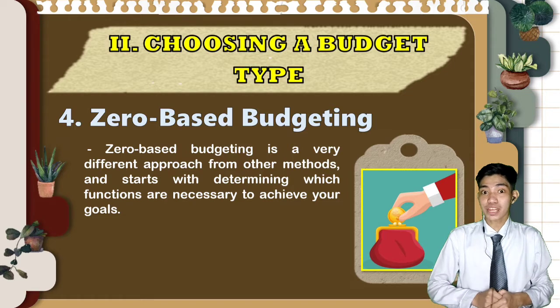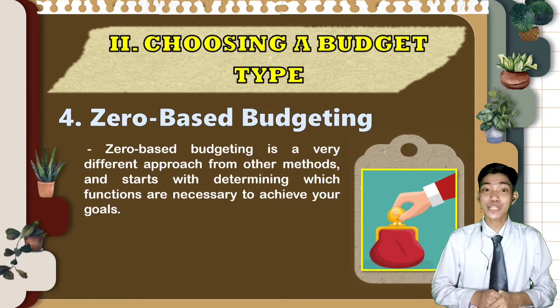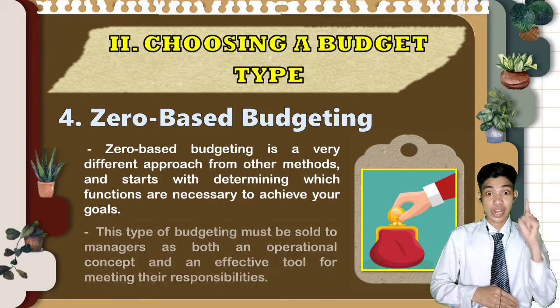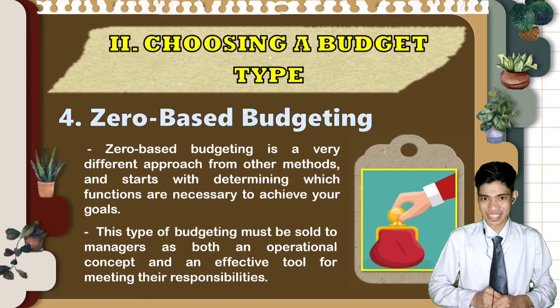And this zero-based budgeting allows and even requires that the manager prepare a revised budgeted number. As a matter of company policy, the food and beverage controller should encourage the use of zero-based budgeting while noting the benefits to both the outlet manager and the operation. In other words, this type of budgeting must be sold to managers as both an operational concept and an effective tool for meeting their responsibilities.